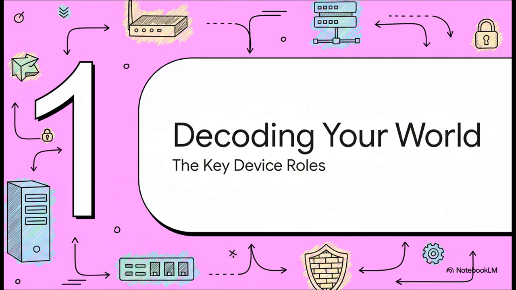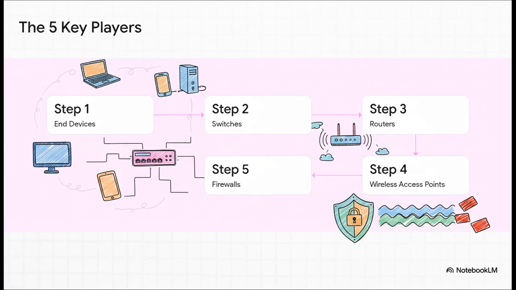That's it. Each one has a very specific and a very important job to do. And once you get what each one does, the whole map just clicks into place. It all starts to make sense. And these are the stars of the show, the 5 key players we're going to meet today. We've got end devices, that's where the data starts, then switches and routers, the traffic directors. We'll talk about wireless access points, which let us cut the cord. And finally, firewalls, the security guards. That's our game plan for today.